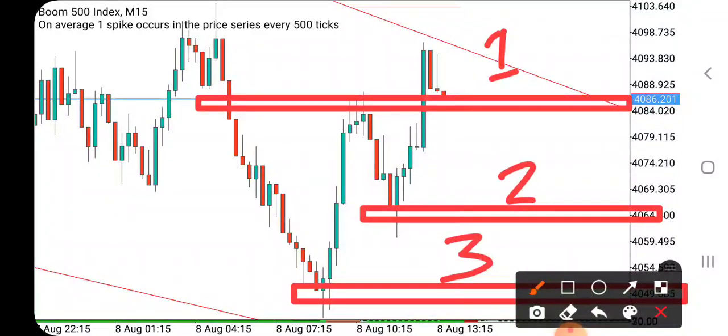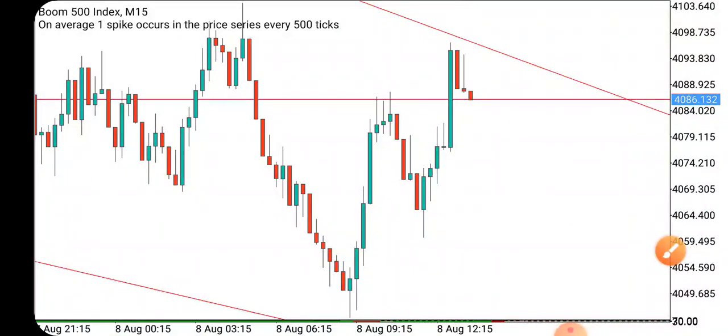All right, so I hope this will be helpful for the week, to at least give you an overview of the Boom 500. With time, I'm going to be checking out other indices to break them down again for you. You can also draw this line at your own end and monitor them as they move. Okay, thank you.